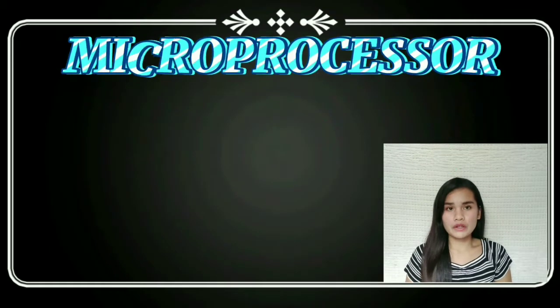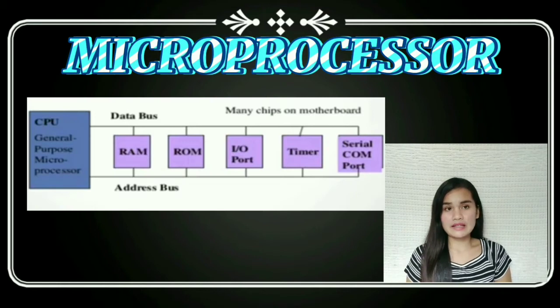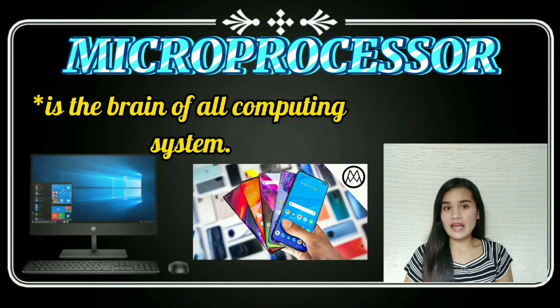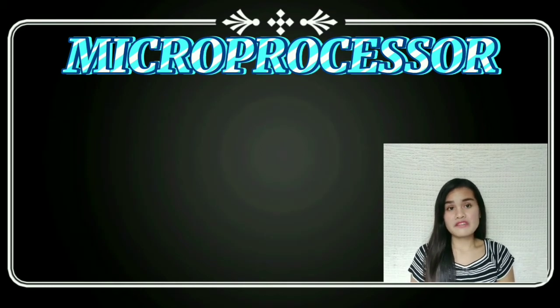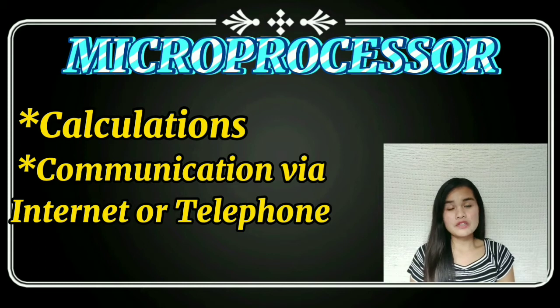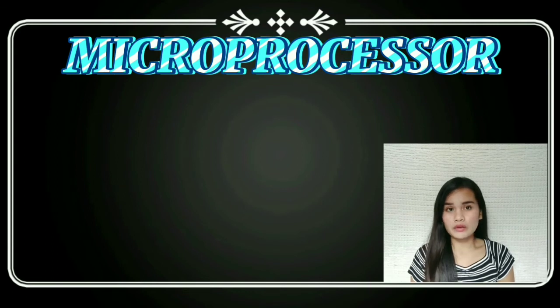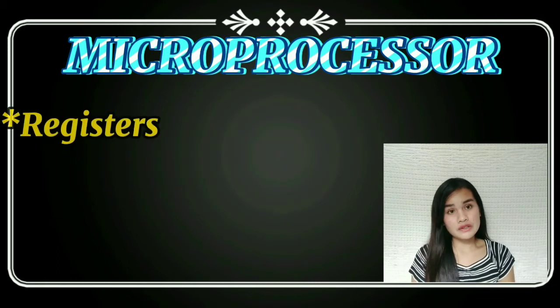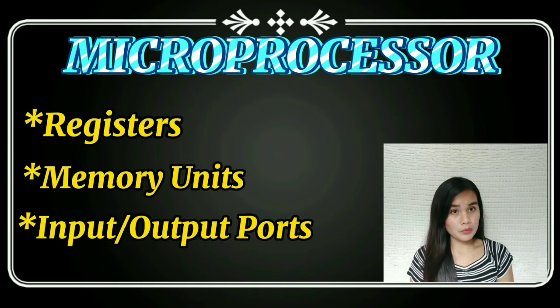Well, the microprocessor, as you can see in the picture above, is where the CPU is standalone and the RAM, ROM, input-output ports, serial communication ports, and timer are separated. The microprocessor is the brain of all computing systems such as PCs, smartphones, and etc. It is capable of many functions such as calculation and also communication via internet or telephone. Also, the unit is responsible for all necessary calculations, which allows systems to work and produce the expected output. So I think a microprocessor cannot work alone because it needs to receive data from other units. That is why we need other parts such as registers, memory units, and also the input and output ports.